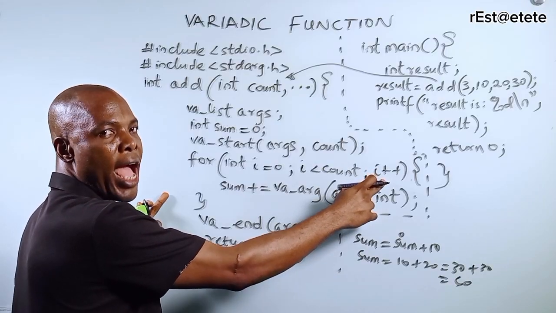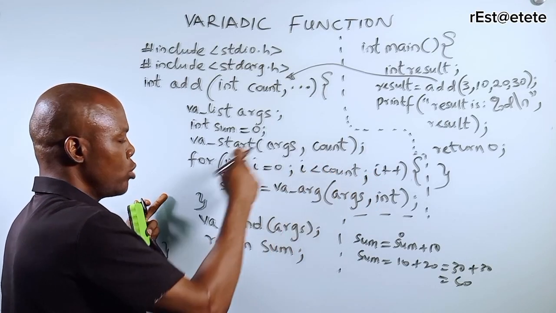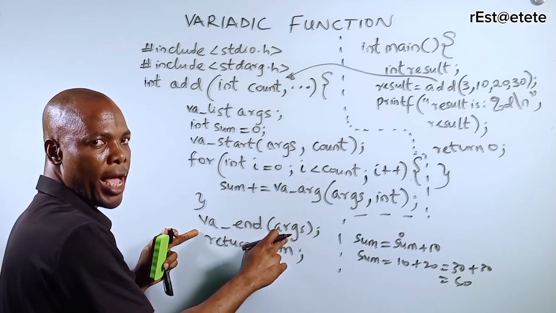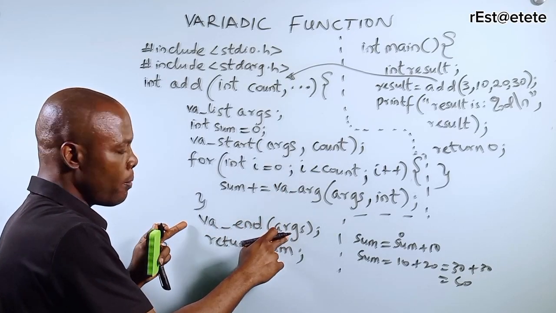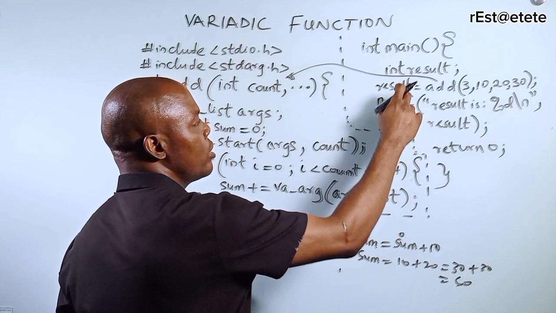Then it will increment i to 3. 3 is less than 3. That is no longer true. So it will come out of this loop, meaning it has finished counting. It will end the argument list, clean it up, and then it will return sum. So it's going to return 60 back to this result.